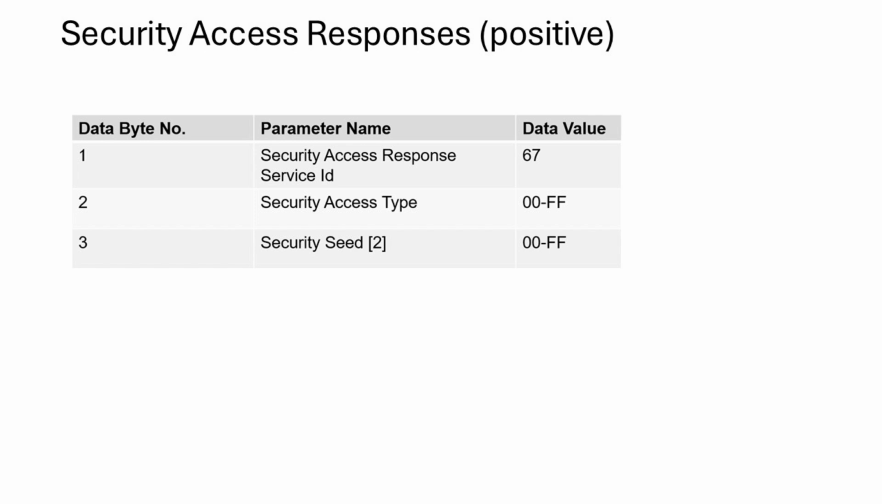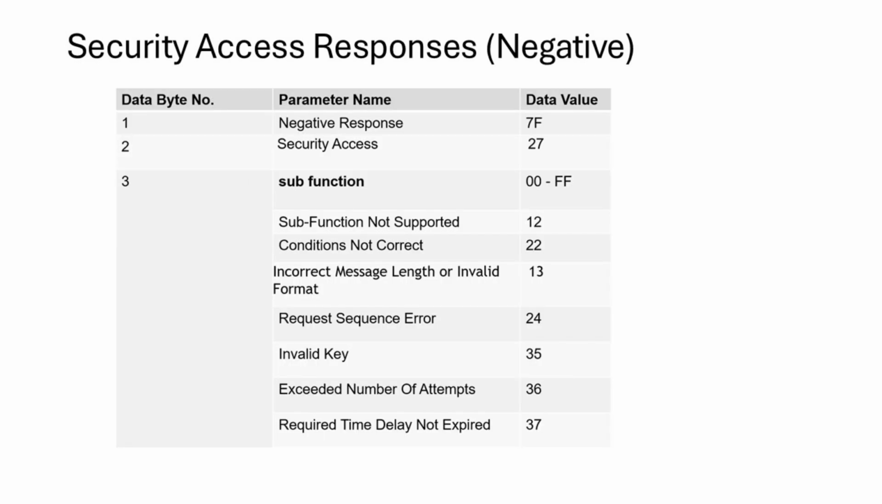So these are the negative responses. Subfunction not supported 12, condition not correct 22, incorrect message length or invalid format 13, request sequence error 24, invalid key 35, exceed number of attempts 36, and required time delay not expired 37.